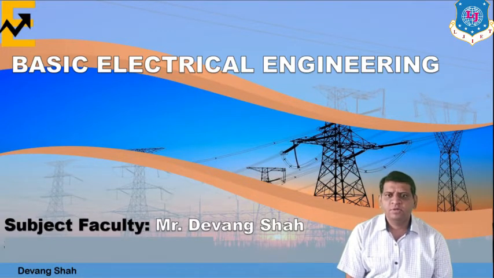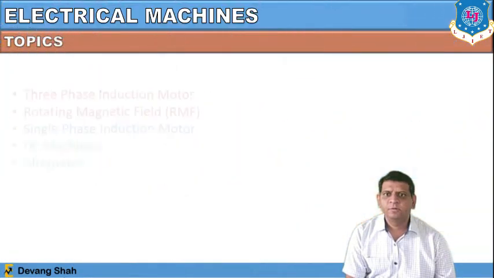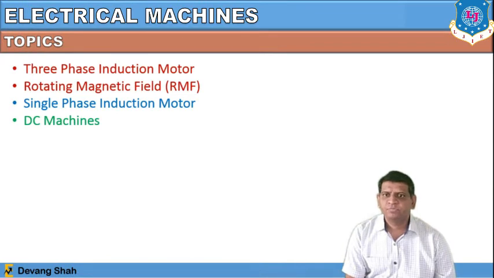We are learning the subject Basic Electrical Engineering, and in our last session we have discussed the following topic: three-phase induction motor. So today we are going to discuss the rotating magnetic field, which is the main principle behind the three-phase induction motor. After that we will discuss single-phase induction motor, DC machine and alternator. So let us start with the rotating magnetic field.